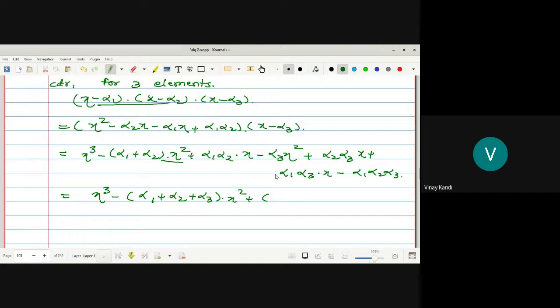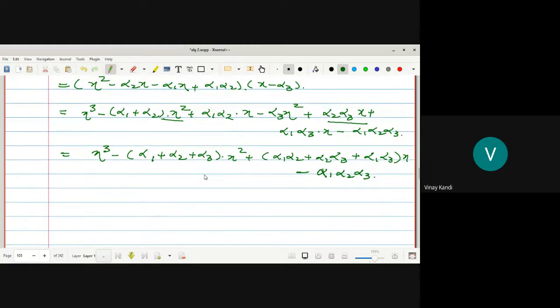Alpha 1 plus alpha 2 plus alpha 3 into x square plus, now, take the coefficient of x: alpha 1 alpha 2 plus alpha 2 alpha 3 plus alpha 1 alpha 3 into x minus alpha 1 alpha 2 into alpha 3. Okay, now look at this one, which is equal to, this is x cube.